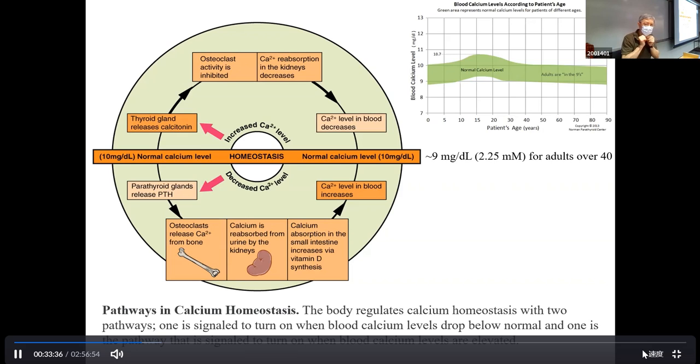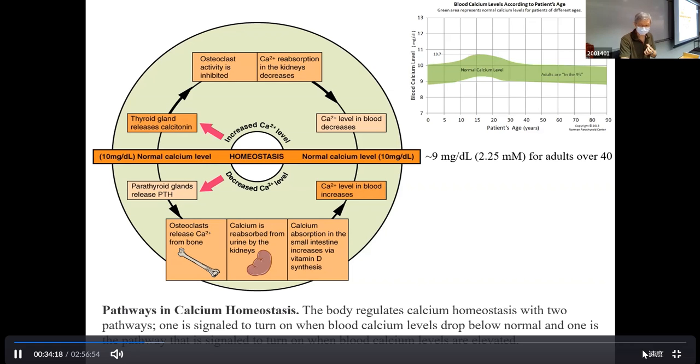Now, the diagram on this side shows you a composite way to show how you increase or decrease the calcium level in the blood. Under normal conditions, your calcium will be regulated at around, say, 10 milligram per deciliter. And that is what we refer to as the normal calcium level.